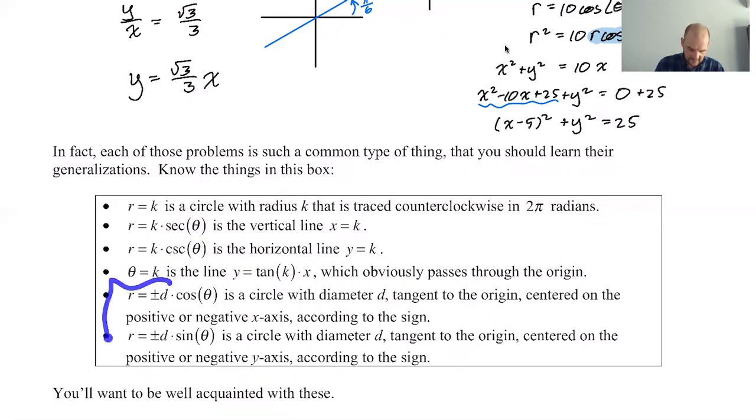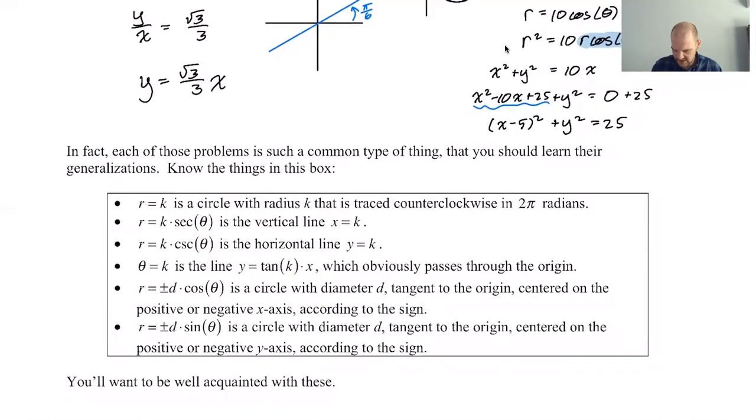Then these are a big deal, right? They're circles that are tangent to the origin, centered on one of the coordinate axes. And if you know those, then converting them is going to be super fast. Also, just graphing them is super fast. And that's one of the things you want. Like these, that shouldn't be a stumbling block.